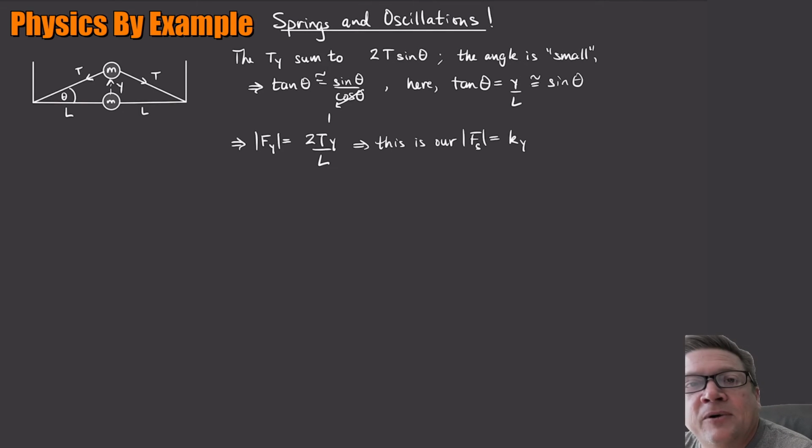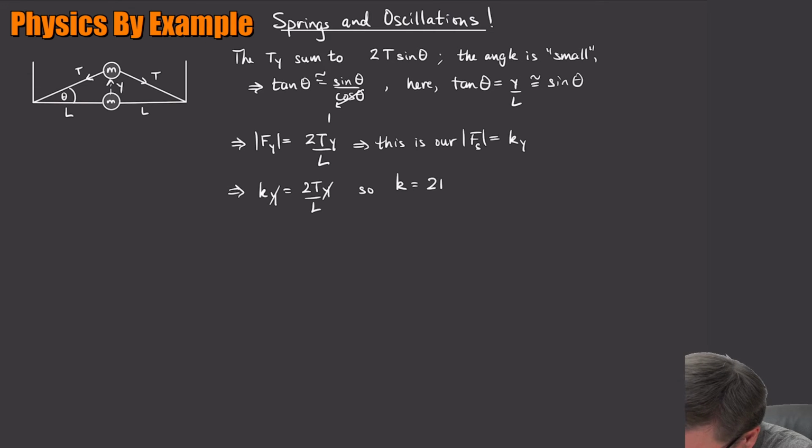So let's find out what our effective spring constant is, because it's from that that we're going to figure out how fast this thing is going to vibrate, right? We get the frequencies. So K times our displacement is just 2Ty over L. Y's cancel. So K, our effective spring constant, is 2T over L. But we also know what K is in terms of frequency, right? Omega squared is K over M. So that means K is M omega squared. So M omega squared is equal to 2T over L.